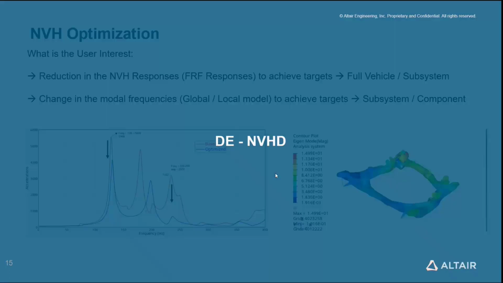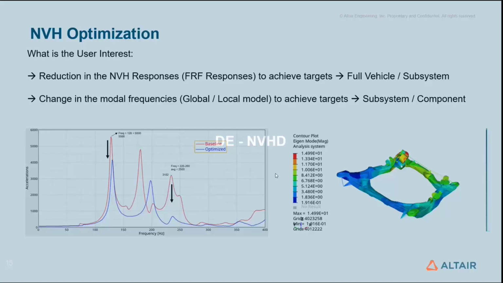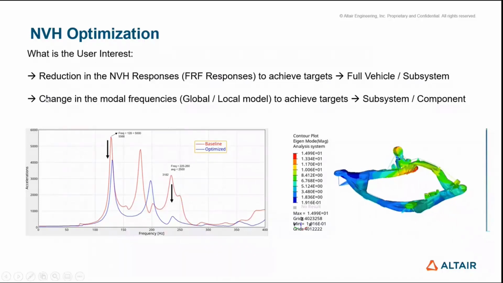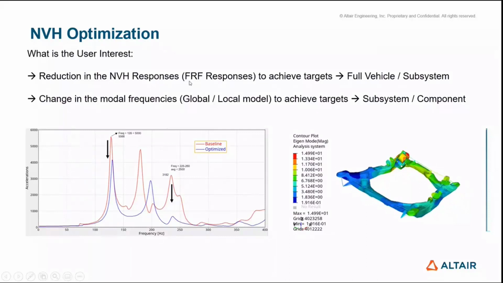So as far as NVH optimization is concerned, the users have two main interests. One of the interests is to reduce the NVH responses, the FRF responses, for achieving the targets, and it can happen at full vehicle level or at subsystem level.